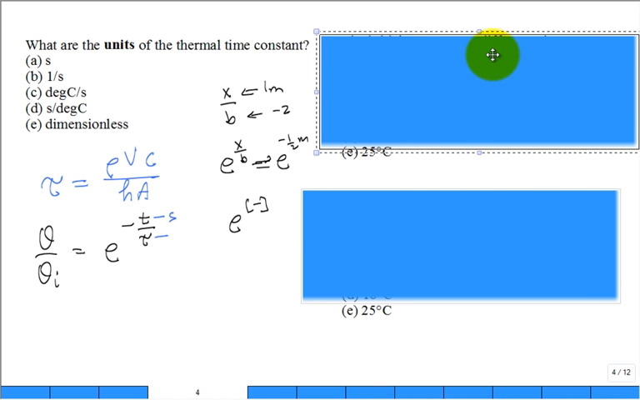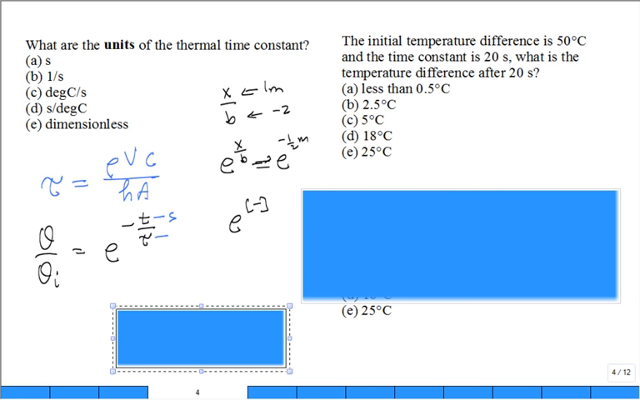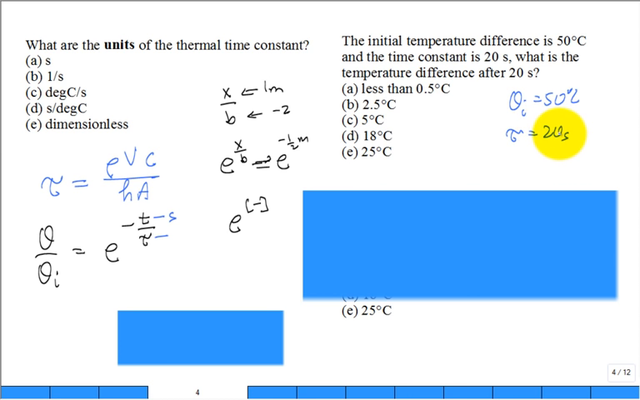Let's ask another clicker question. The initial temperature difference is 50. You don't need a calculator, but it's better if you use one. But you can use your brain and figure this one out. The initial temperature difference theta I is 50 degrees C. The time constant tau is 20 seconds. What is the temperature difference after a time of 20 seconds? Everybody in? So let's stop, and we show the results.